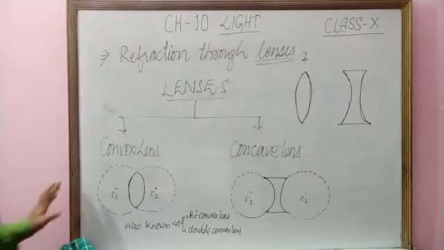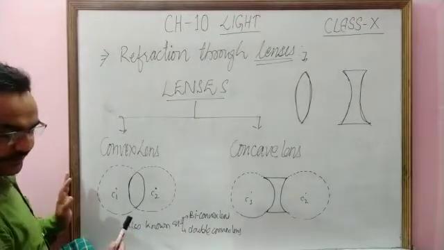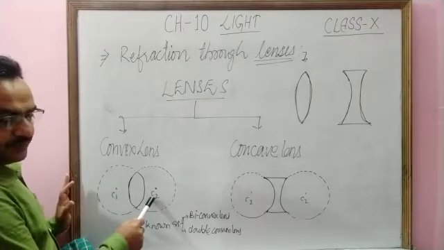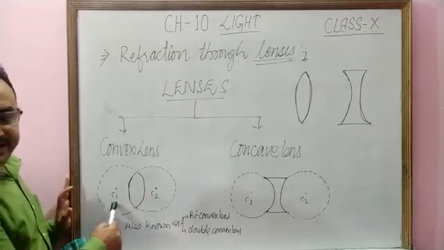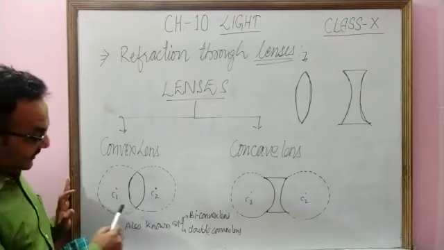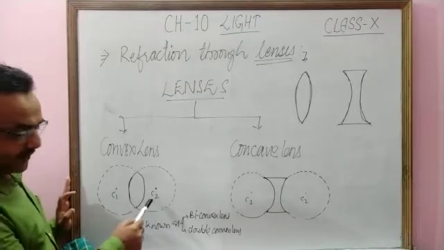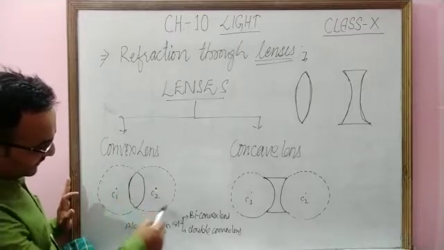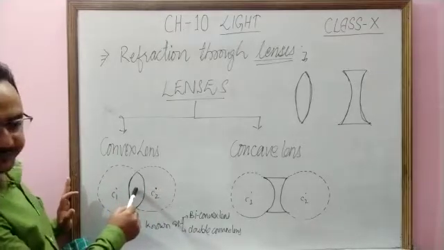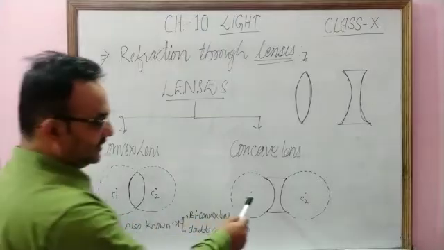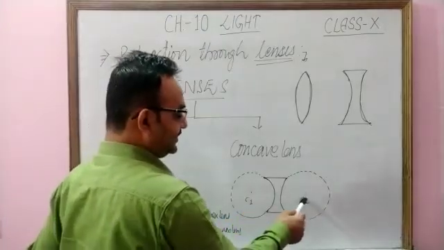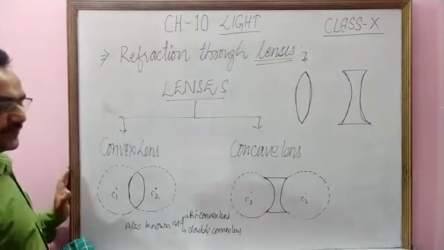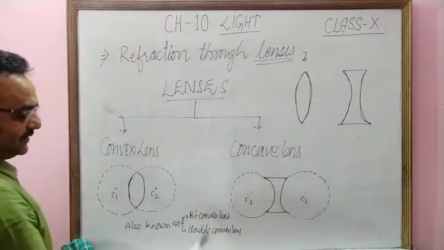Dear learners, give attention towards the board. C1 and C2 are the centers of curvature of spherical surfaces of lens. Similarly here C1 and C2, these are also the centers of curvature of spherical surfaces.